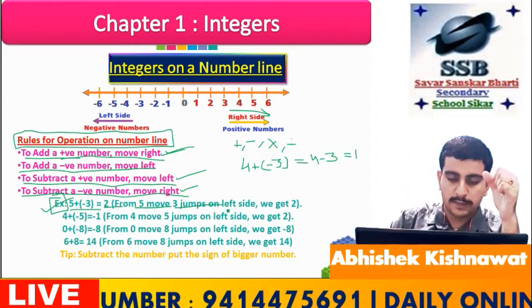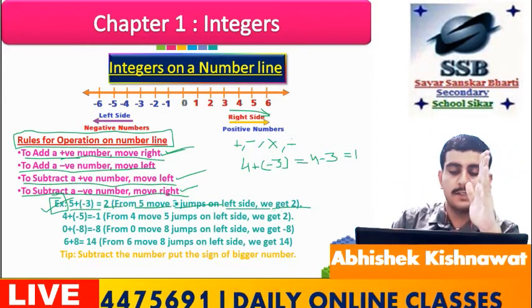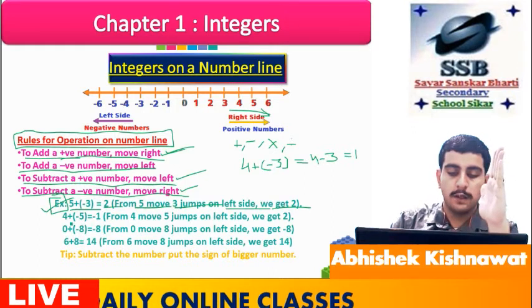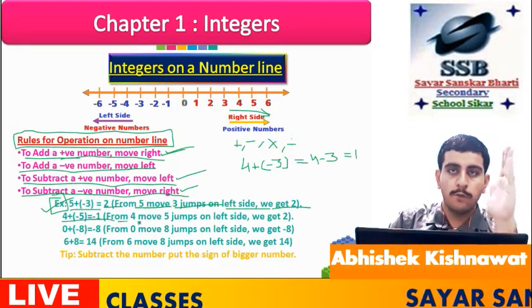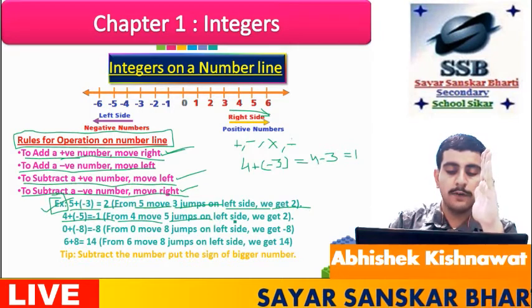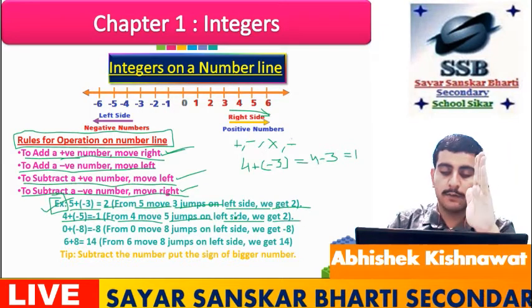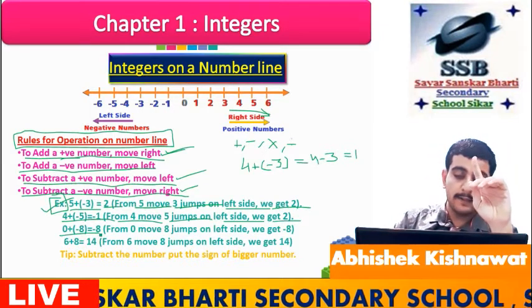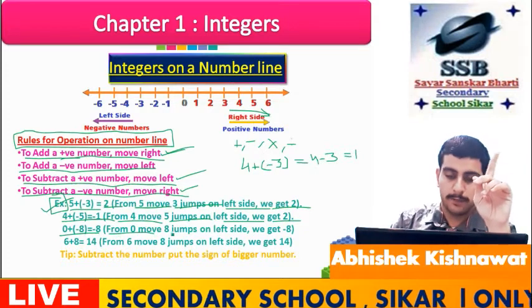There are also some examples. 5 plus minus 3, so plus minus becomes minus. So 5 minus 3 is equal to 2. 4 plus minus 5 is equal to minus 1. And 6 plus 8 is equal to 14. Tip: to subtract the numbers, put the sign of the bigger number.